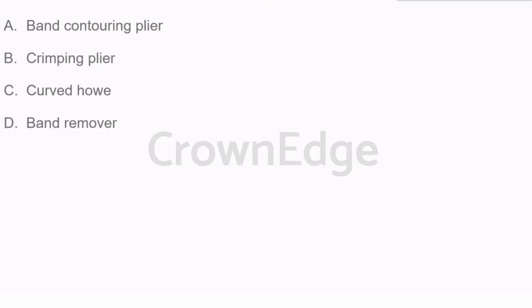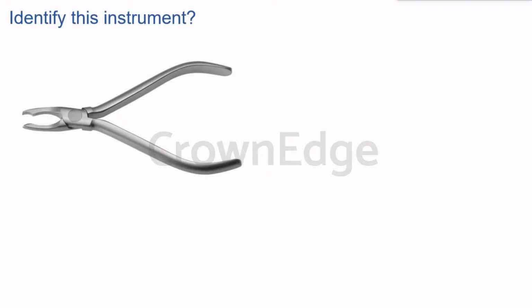Like I told you, there's a crimping plier, there's a hoe, there's straight hoe, there's curved hoe also. Band remover, band pusher. Just go to your basic textbooks, they have these pictures. Go through all the pictures as well, because most of the images they just show you this, and they can ask you questions like this. Instead of asking to identify the instrument, they can ask what is the use of this instrument also. So be thorough with all the instruments. So this image is of Johnson's contouring plier, band contouring plier.